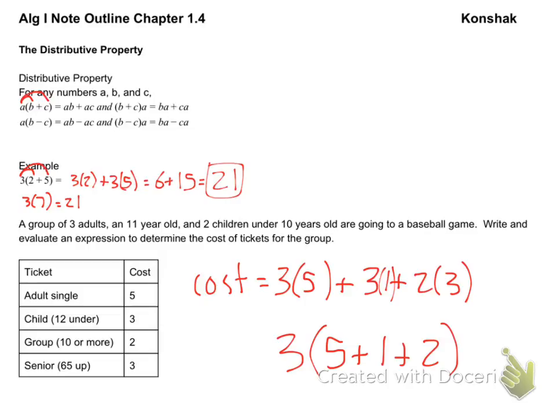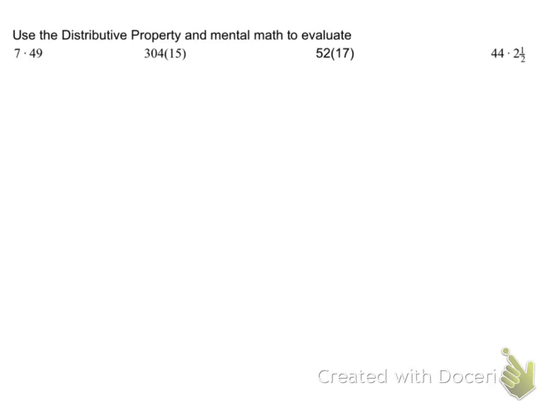Could I undistribute, basically factor that? But is that the same thing? Are those two statements equivalent? They're equivalent expressions, because if I distribute through, I get the top line. So then, wait a minute. What's using my order of operations then? What's 5 plus 1 plus 2, and 3 times 8 is 24. We just did that problem 2 different ways and got the same answer. One, we used the distributive property. One, we did not. Use the distributive property then, and mental math, evaluate this thing.